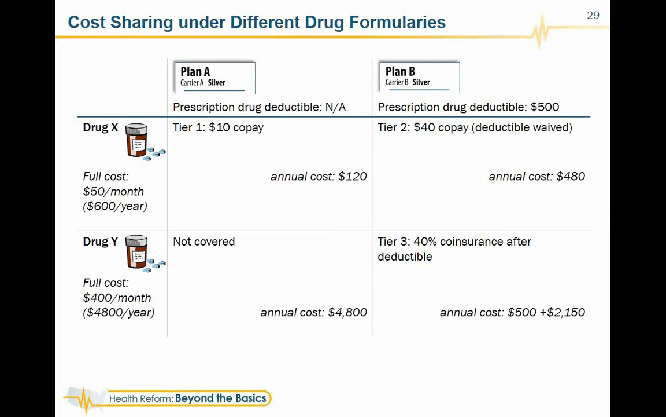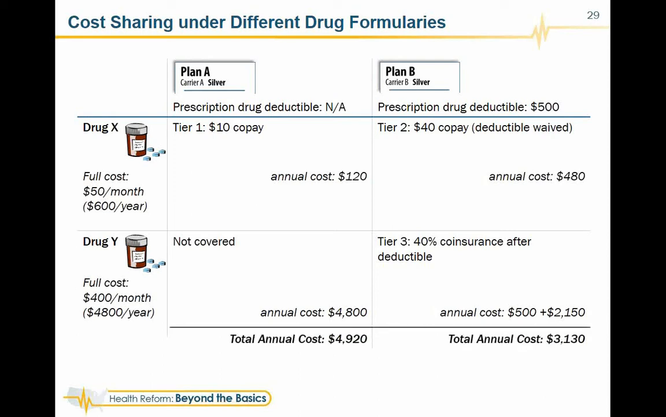Plan B covers the drug at Tier 3, which for this plan means a 40% coinsurance once the person meets a $500 prescription drug deductible. So what does that mean? That means that the person would pay the first $500 of the total expense for that drug and then pay 40% of the remaining cost. Adding those total costs together for both medications for the entire year, in this scenario, the person would actually pay less money if they selected Plan B. However, if Plan A did cover drug Y, it could end up being the cheaper option.